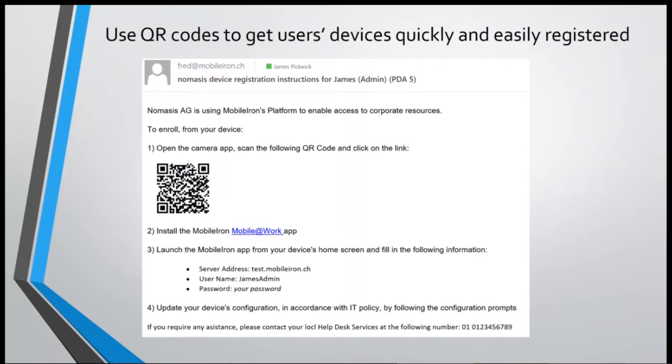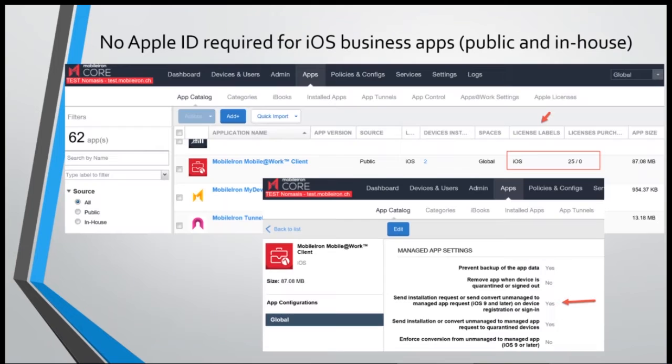So talking of iOS, an extra benefit of using this type of registration is that we can streamline the process to a point where a user won't even need an Apple ID to have all the business apps installed. Okay, in the screenshot here, you see that for the MobileIron Mobile@Work client, we have license labels, right, which is labeled to iOS, which is for all iOS devices that register. But upon registration, the client will be installed automatically using the corporate Apple ID.